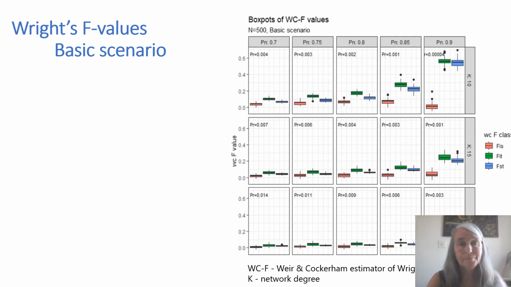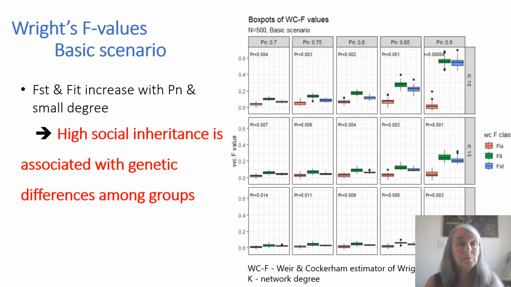So let's look at the results. Here we see box plots of Wright's F values for the different simulations. On the top line, you can see the different Pn values I have used. On the side here, you see K, which is the network degree, that is the average contact group size. And the different colors stand for the different F types. You can see that FST, which, as I said, is a measure of genetic distance between groups, is very high. FST and also FIT are very high when the Pn levels are high and the network degree is relatively low, which means that high social inheritance is associated with considerable genetic differences between social groups.